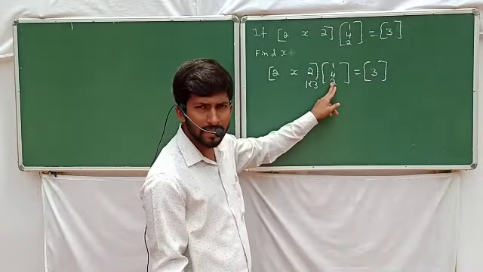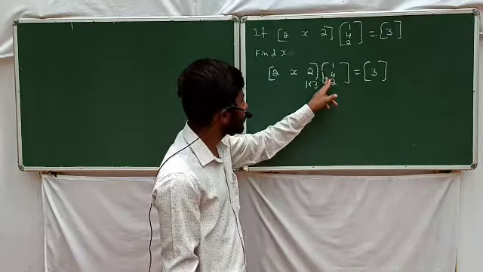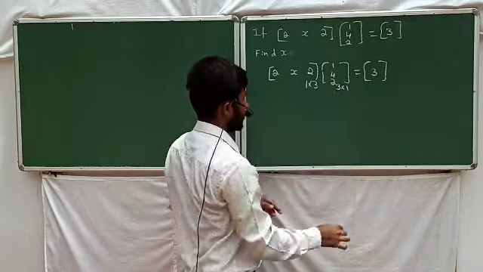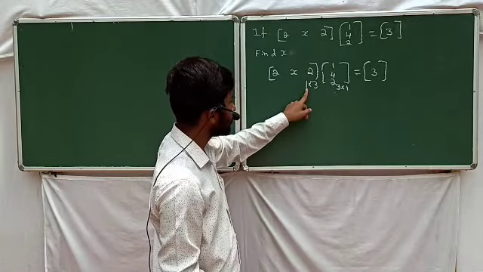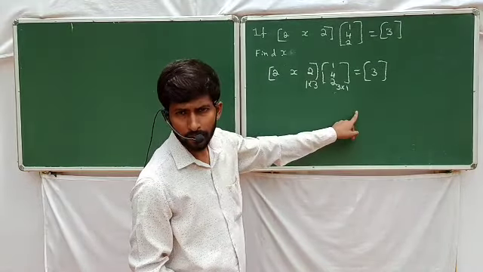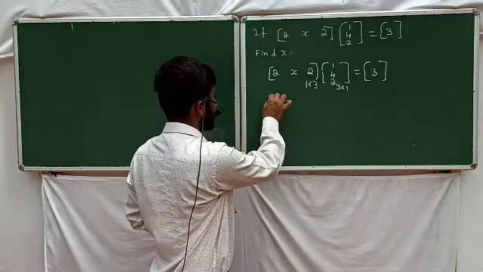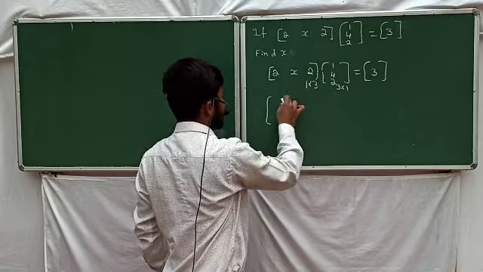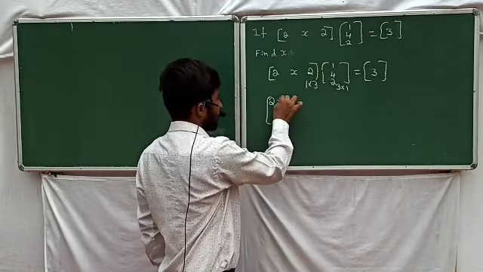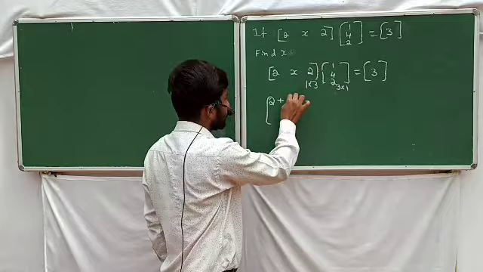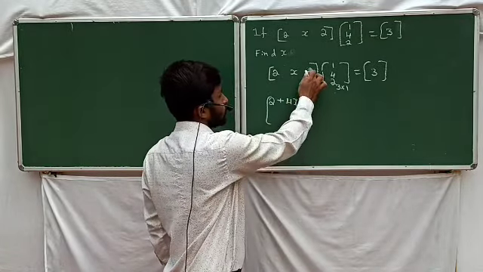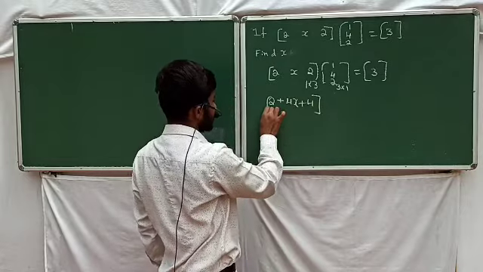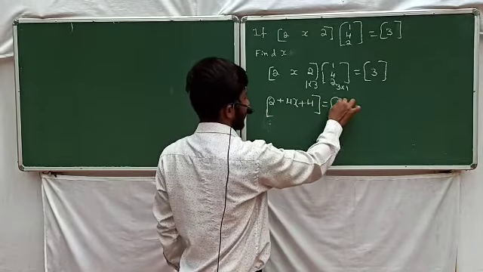What's the order of the second matrix? 3 rows, 1 column. Therefore, it's 3 by 1. Therefore, the order of the resultant matrix is 1 by 1. So, I'm multiplying row into column. 2 into 1 is equal to 2, plus 4 into x is equal to 4x. 2 into 2 is equal to plus 4. This matrix is equal to matrix C.